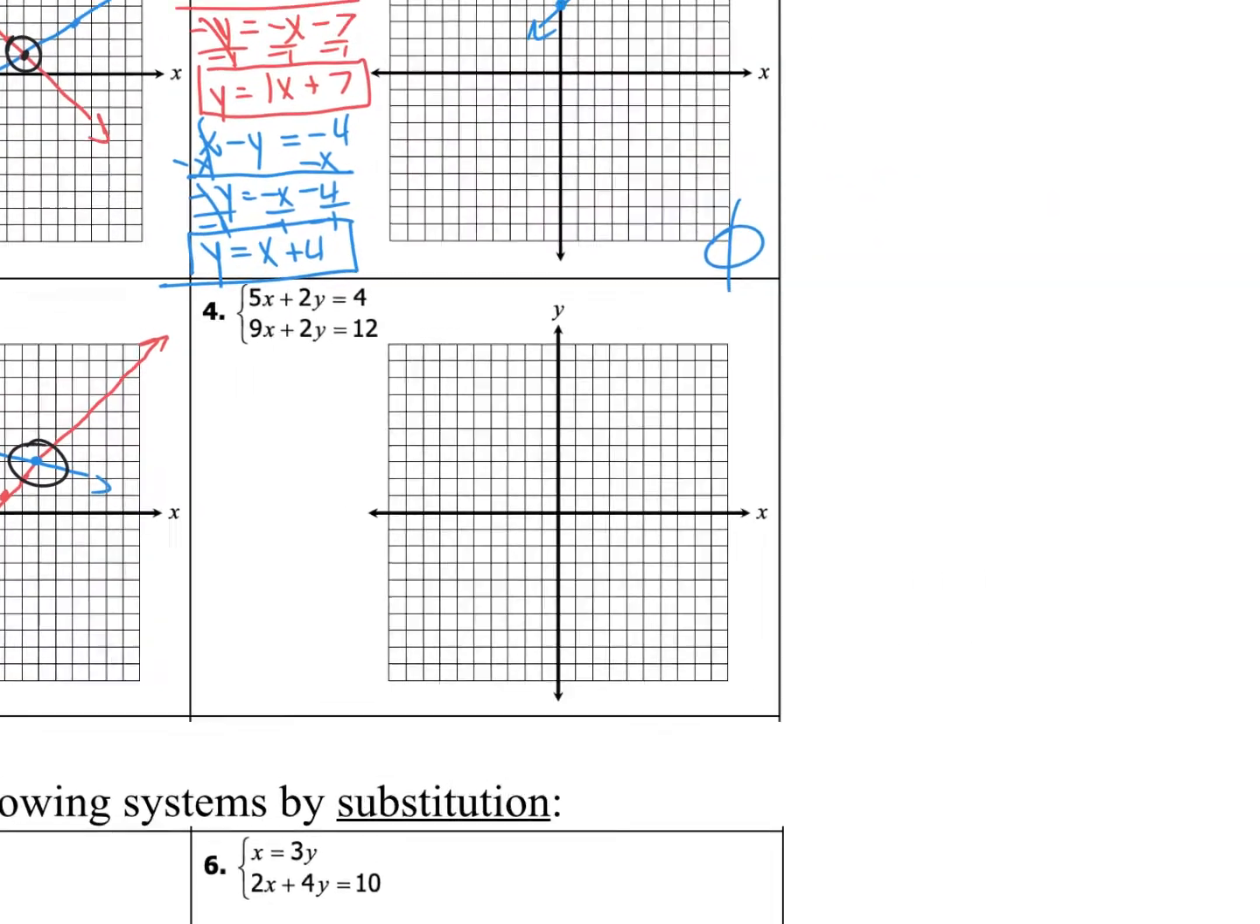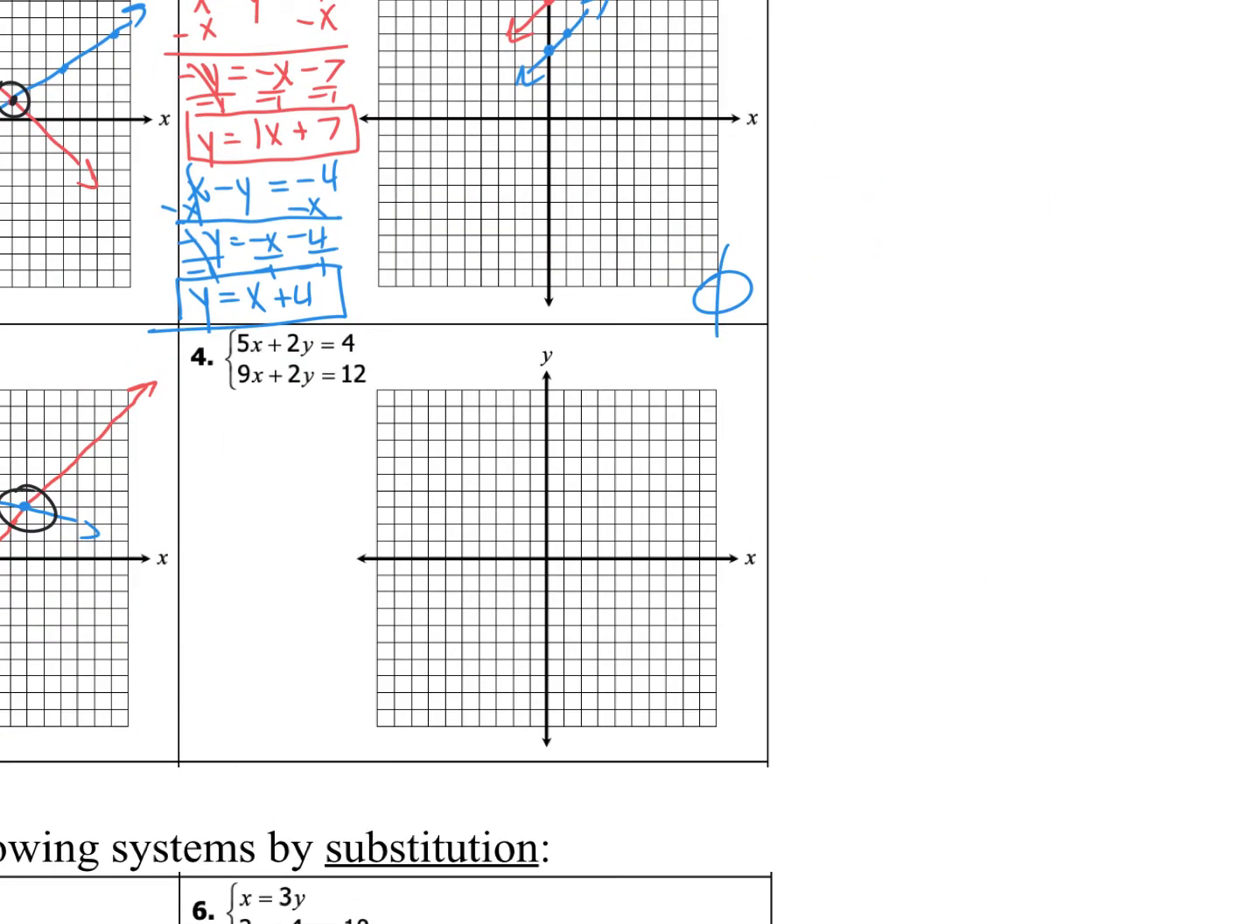And number 4, for number 4, both of these are in standard form, so I got to convert them. For A, we have 5x plus 2y equals 4. Subtract 5x. 2y equals negative 5x plus 4. Divide by 2. y equals negative 5/2 x plus 2.